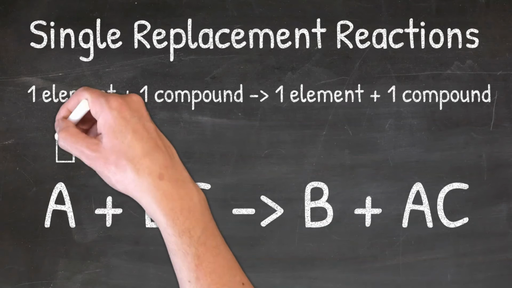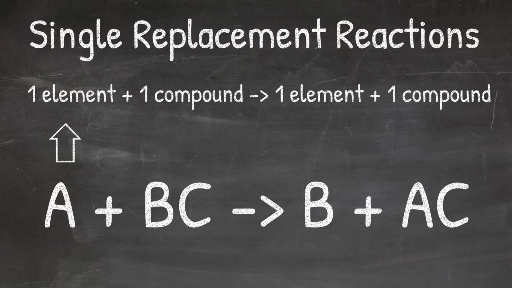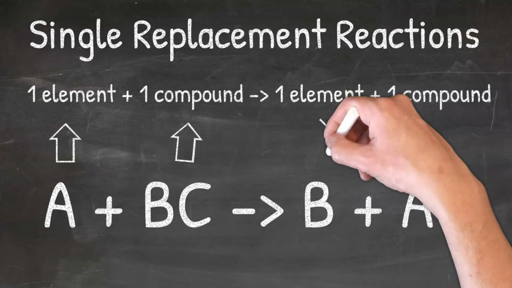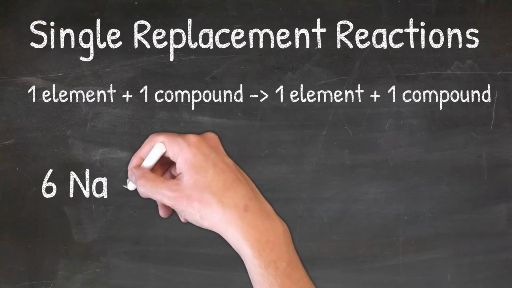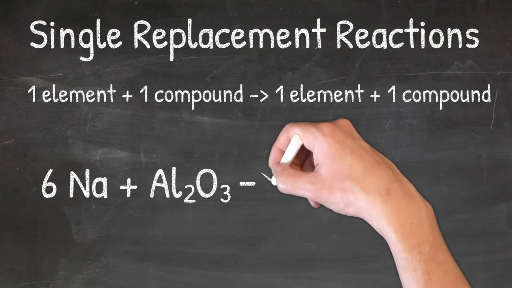A represents the element that you have as a reactant, while BC represents the compound you have as a reactant. B would then represent the different element that is formed as a product, and AC represents the different compound that is formed as a product. Here's an example of an actual single replacement reaction.